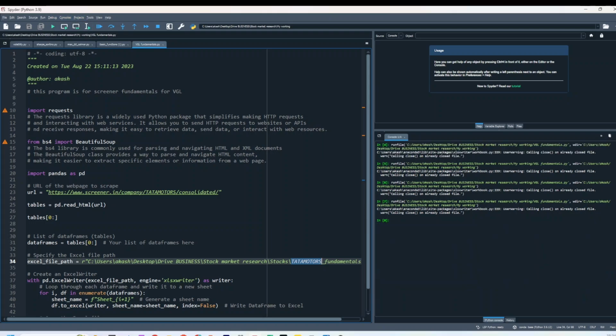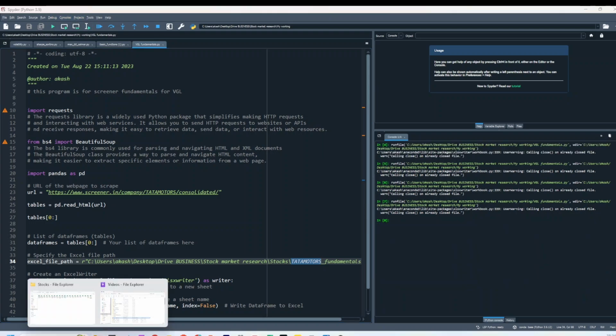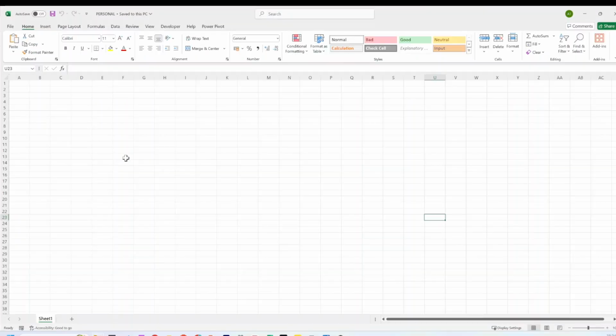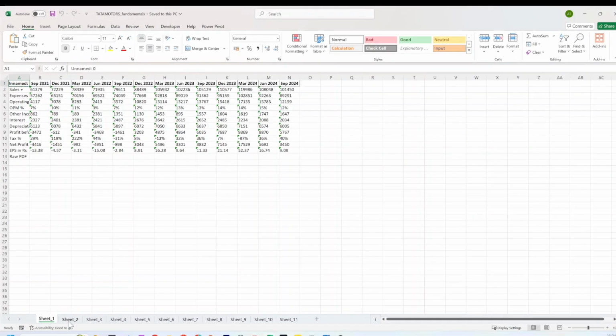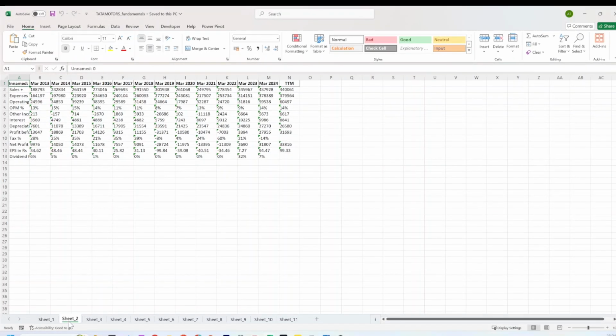See, our code is executed and within a few seconds, it has generated a file in this folder with all the details from the Screener website. This file contains multiple sheets fetched from the Screener website, but the data is in raw format. So we need to clean and format it to make it useful. For that, we have already prepared some macros to do that task for us.